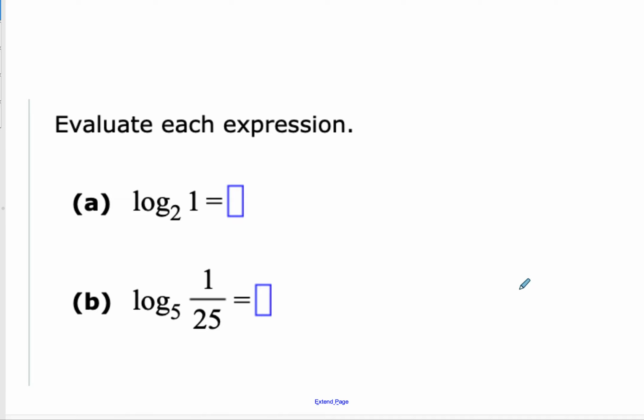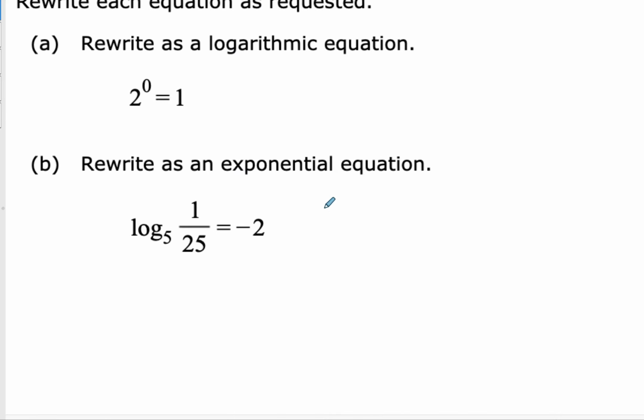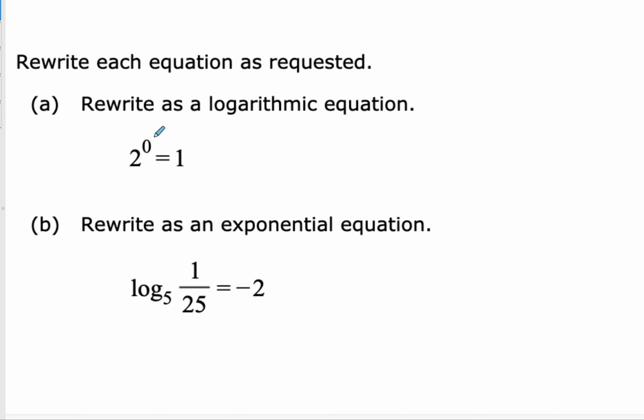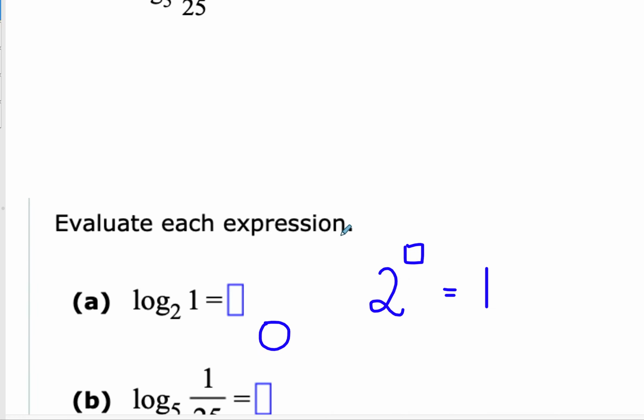Now, with this one here, we're moving right on into the evaluation phase. Notice we don't know what the exponent is, or do we? So this is where our exponent rules come into play. 2 raised to what power is equal to 1? Well, 2 raised to the 0 power is equal to 1. How do we know that? Because we just wrote it right here. 2 to the 0 power is equal to 1.